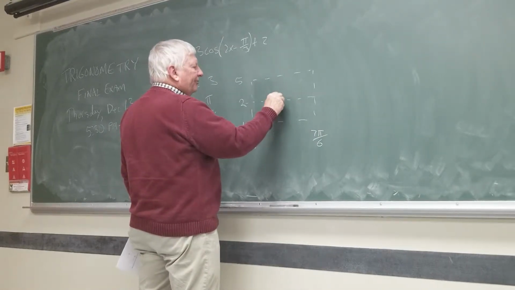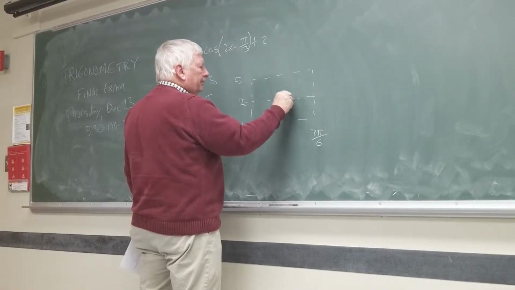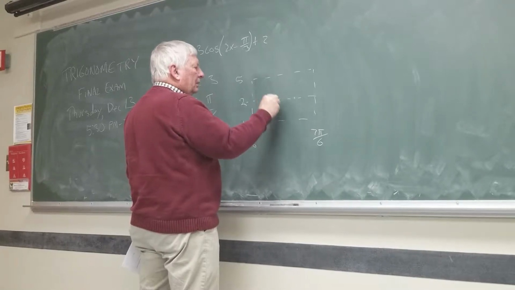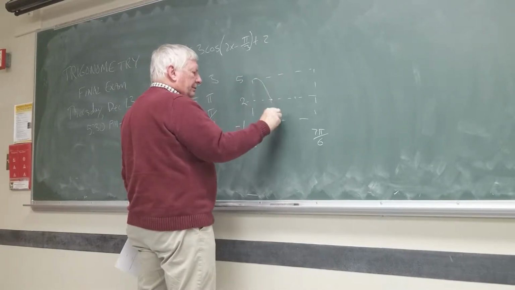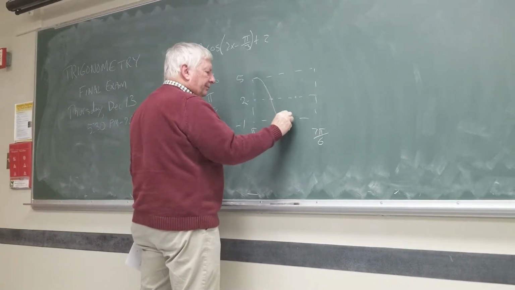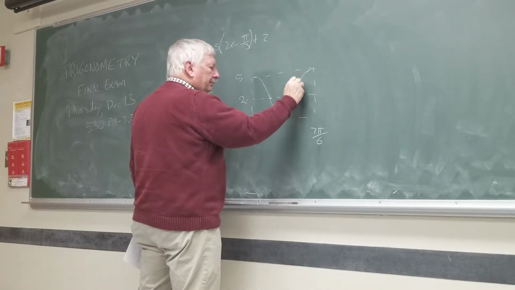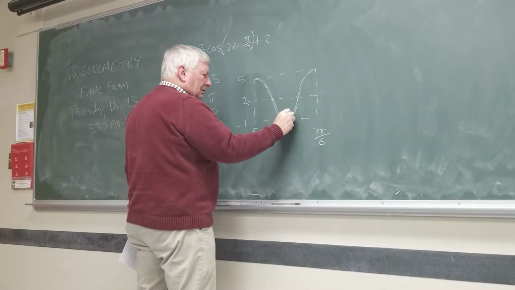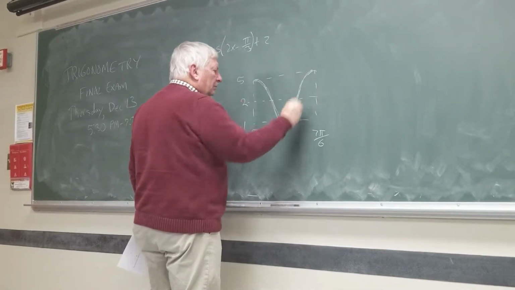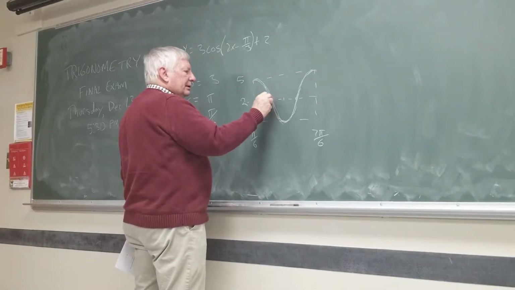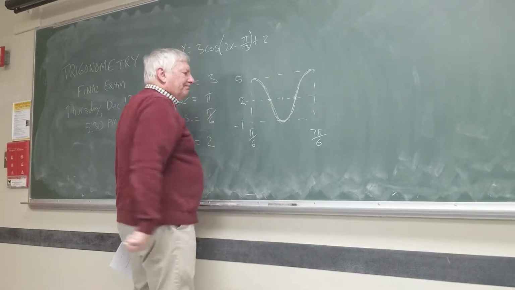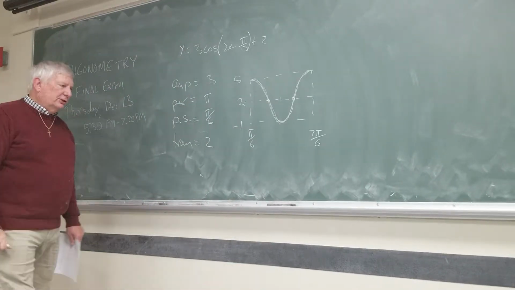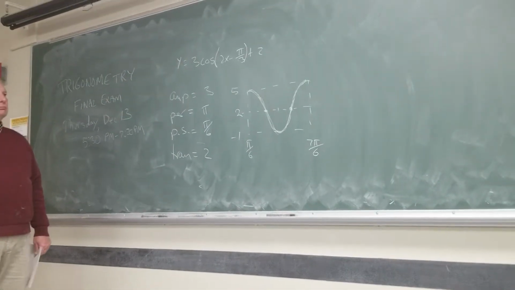And within the graph frame, we sketch a cosine curve. Starts out horizontal and ends up horizontal. At the quarter points, it crosses the axis. That's a reasonable sketch with all the labeling.